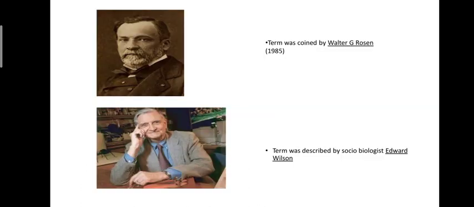Then, the term biodiversity was coined by Walter G. Rosen in the year 1985. So he is the person who coined the term biodiversity, and the next person is the one who has described or given the concept of biodiversity in detail. He is Edward Wilson.